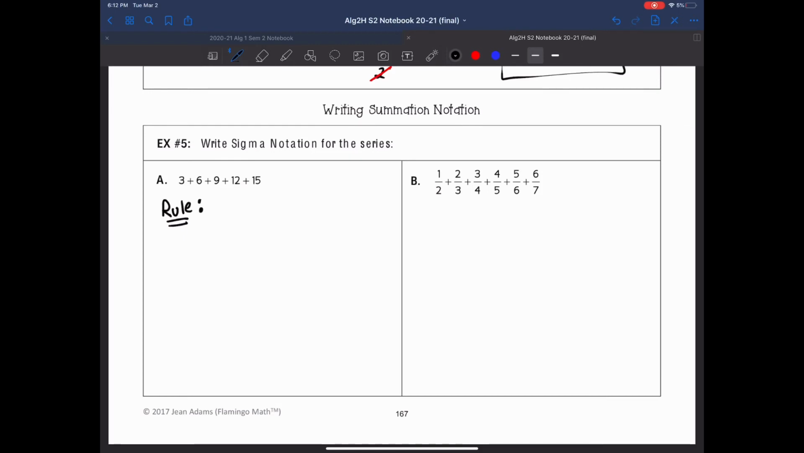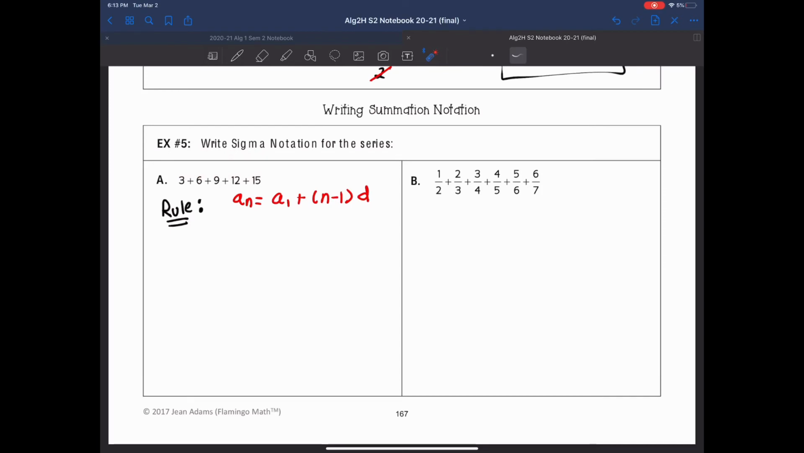Now, the formula for the rule of an arithmetic series is a sub n equals a sub 1 plus n minus 1 times d. We learned this in the lesson where we talked about arithmetic series. So what we know here is that a sub 1 is equal to 3. The common difference d can easily be found by seeing what we're adding each time, and we can clearly see that we're adding 3 to get to each term in this series. So the common difference is 3.